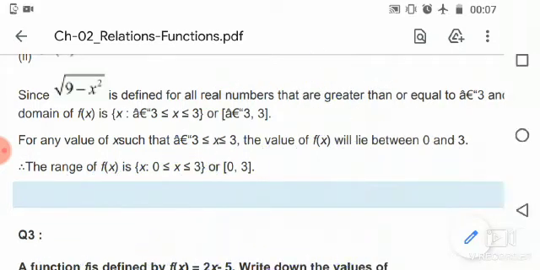Therefore, in this case, we can say that the domain of the function lies between minus 3 and plus 3, and the range of the function is x greater than or equal to 0 and less than or equal to 3, or the closed interval 0 comma 3.